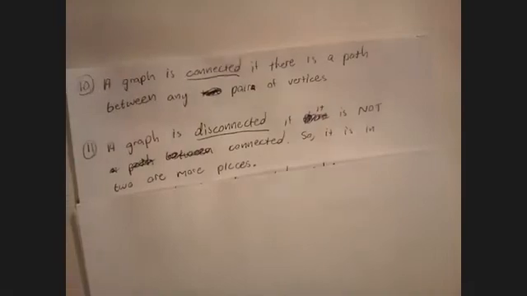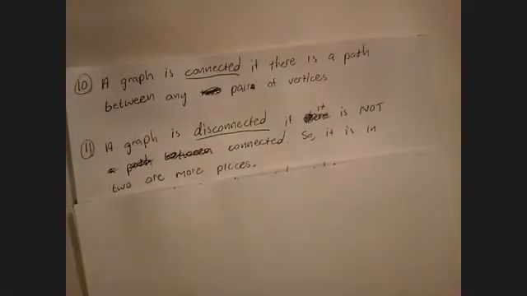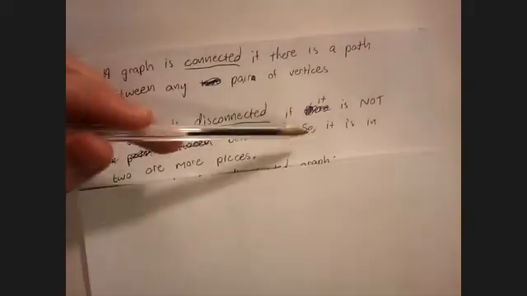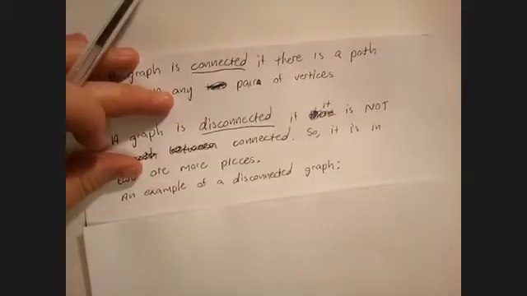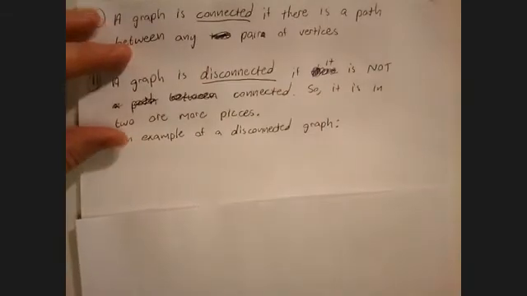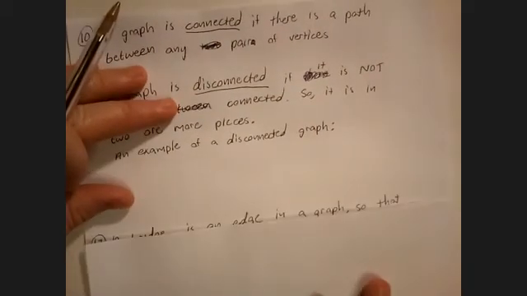All right, that makes sense. What does it mean if it's not connected? Or, sorry, disconnected. A graph is disconnected if it's not connected. I know that's a simple definition, but in other words, it's in two pieces. So let me give you an example of a disconnected graph.